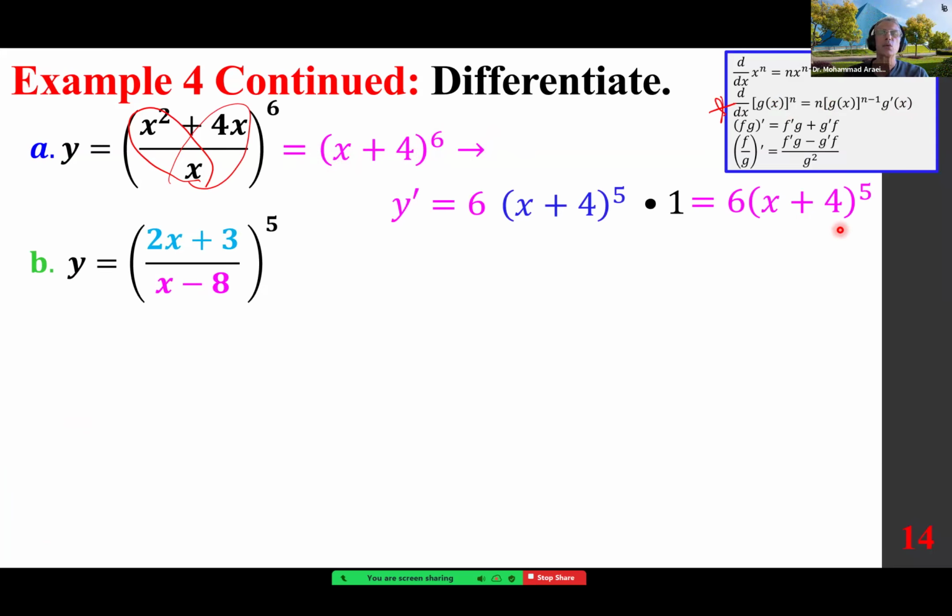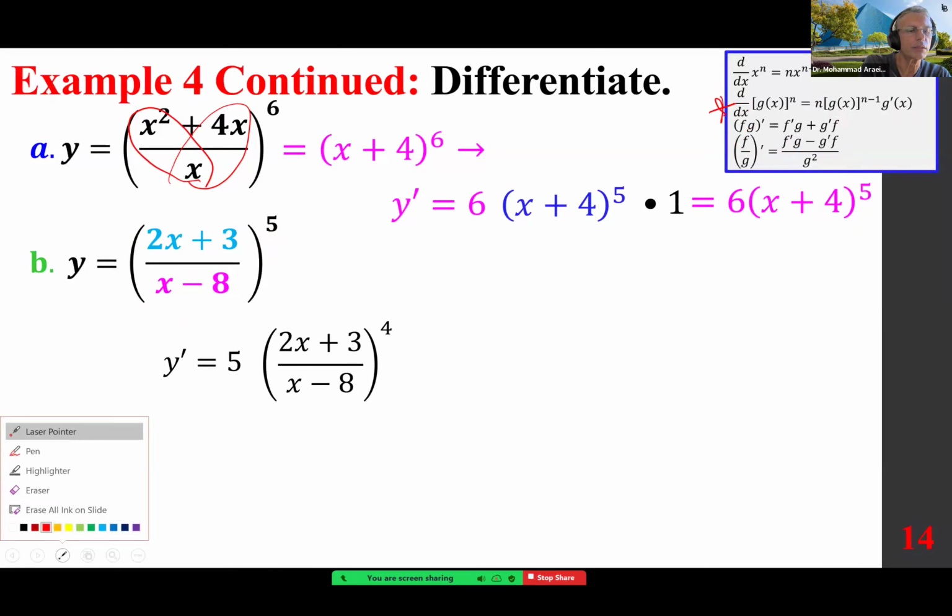In this case, we use the extended power rule as well as the quotient rule. So I highly recommend you write both of them before you work on that. And so we put the 5 in front. We are looking at the extended power rule. Then we write the same thing to the power of 5 minus 1, or 4. Then we want to differentiate this using the quotient rule by writing this as f over g.